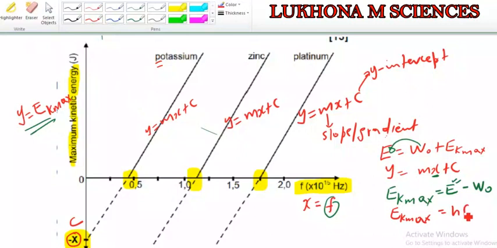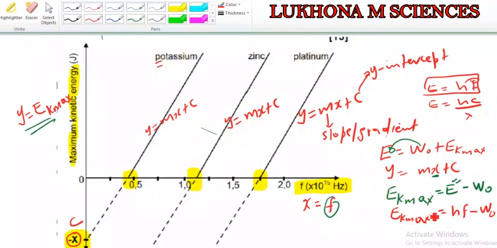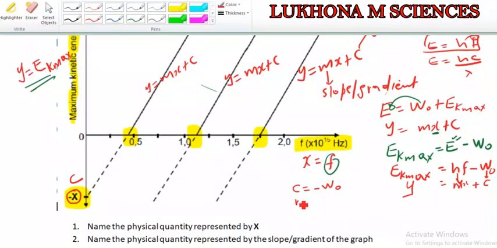So we have Ek max equal to hf, because E is equal to hf. E is also equal to hc over lambda, but we'll take this one because on the x-axis we have frequency, minus the work function. Now this one represents y, this one is x, and this one is m, meaning that h, which is the Planck's constant, is represented by the gradient, minus the work function, or plus c. So the negative work function is our c, meaning that c will always be equal to the negative work function in this graph. Okay, now let's go to the questions. The gradient m is your Planck's constant.